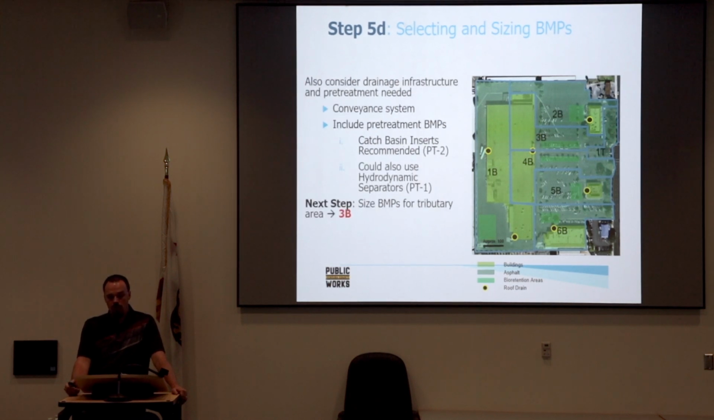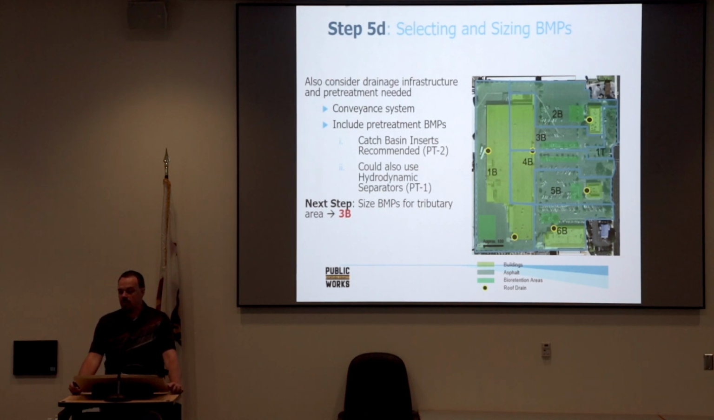So moving on, we need to consider the drainage infrastructure and the pre-treatment need. The technical guidance manual requires pre-treatment for any infiltration device. It's kind of difficult to do in lots of locations, but if applicants can justify that they're doing it to the maximum extent practicable, we can usually approve those things.